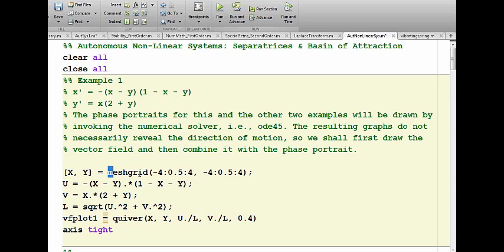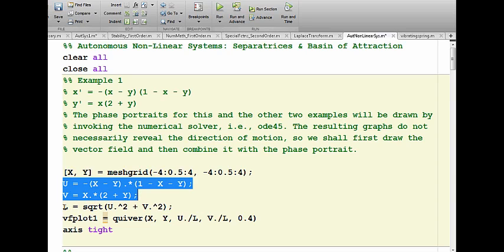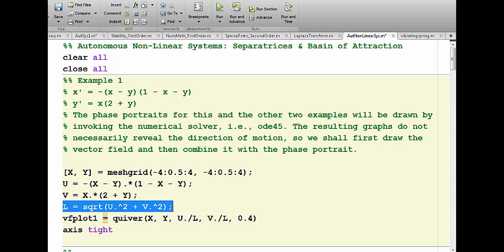We first set up a grid of points with x running from -4 to 4, y similarly, and a step size of half. There's the differential equation. This is the standard normalizing command, which guarantees that all the vectors will be of the same length. Quiver plots the vector field, and I named it vector field plot 1 because I'm going to use it. Let's run this.